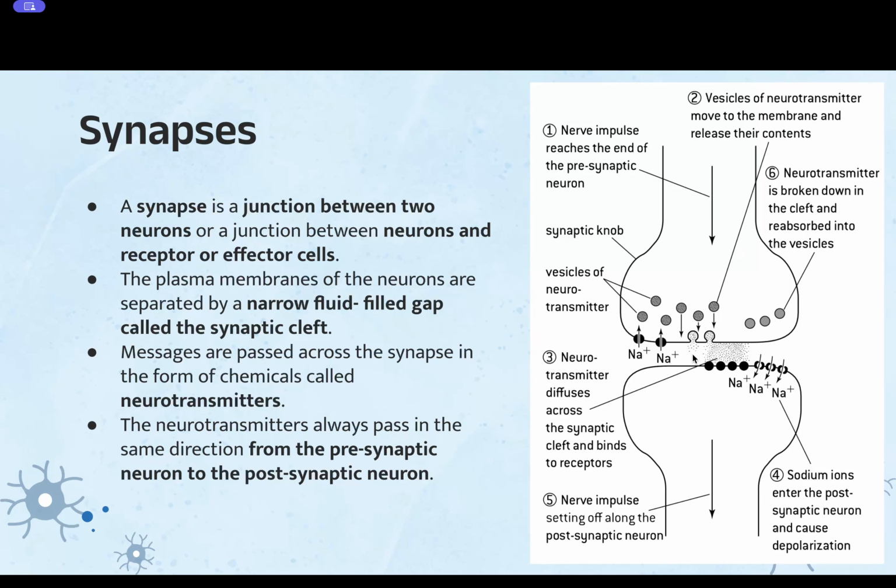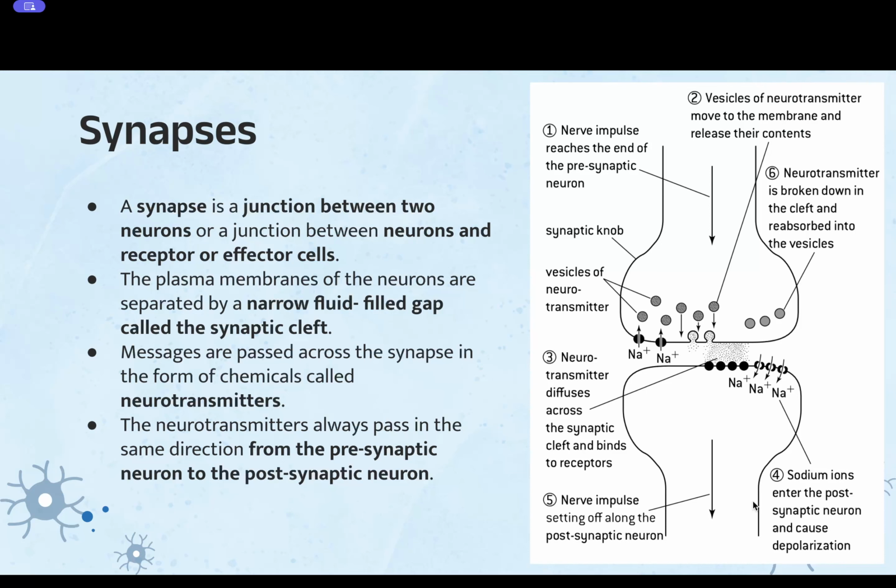So there are always neurotransmitters. The messages that are passed across synapses are in the form of chemicals, which are the neurotransmitters, and the neurotransmitters will always pass from the presynaptic neuron to the postsynaptic neuron. In this case, this synaptic knob is part of the presynaptic neuron, since the arrow goes downwards. That's where the nerve impulse is traveling, and this bottom one is called the postsynaptic neuron.